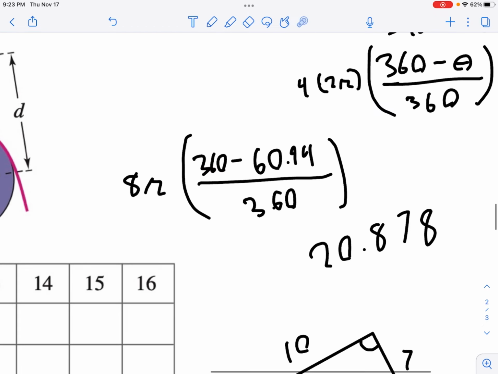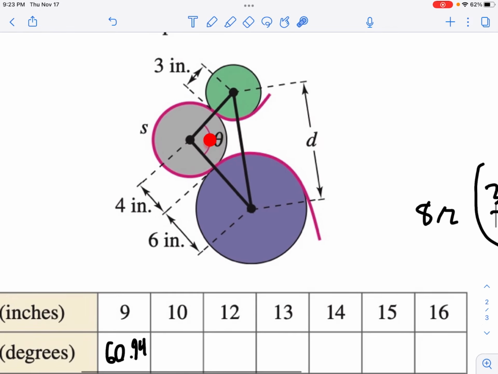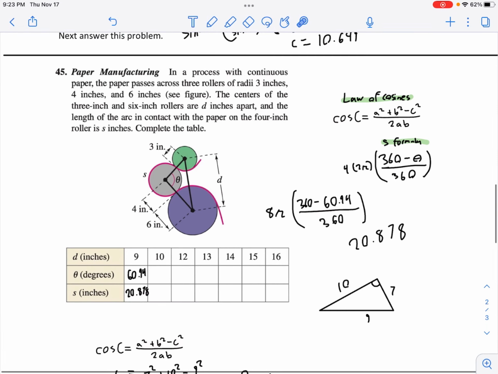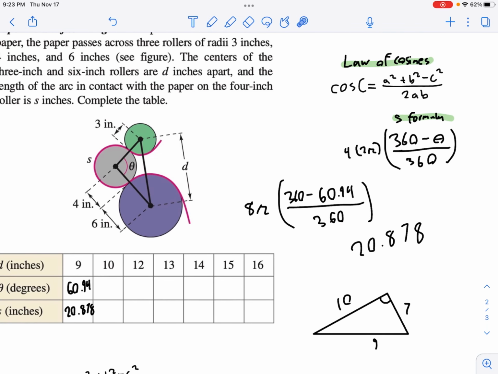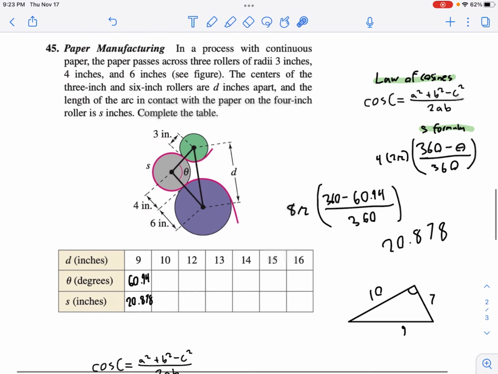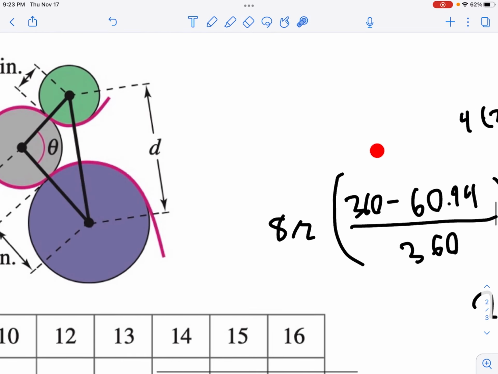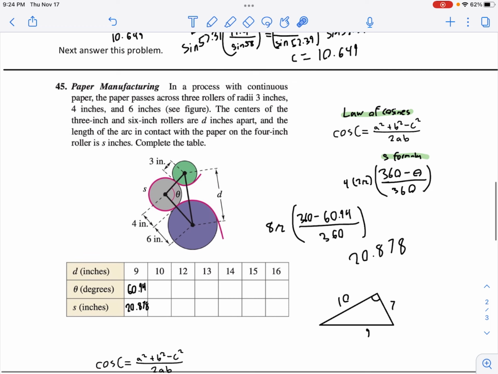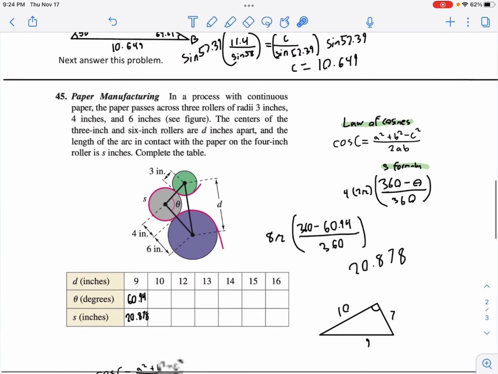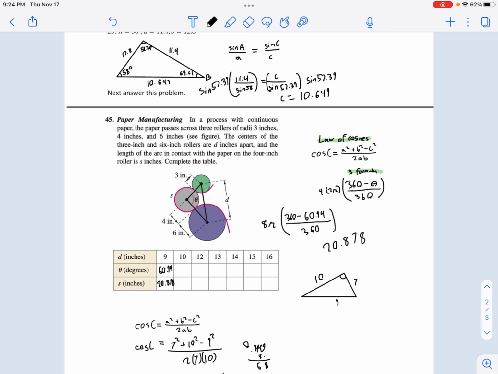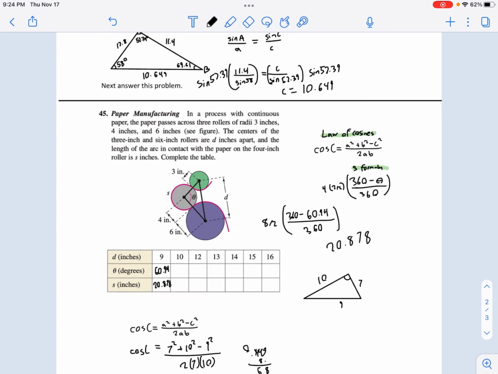I'll explain it again. We have to subtract it because this part is not in it. And it's over 360 because that's the circle. That's the circumference. That's what the degrees of the circle is. We have to do that. And we're just going to times it by its circumference, the formula is 2 pi times our radius. And our radius is going to be 4. So times 8 pi. So we're going to get 20.878.